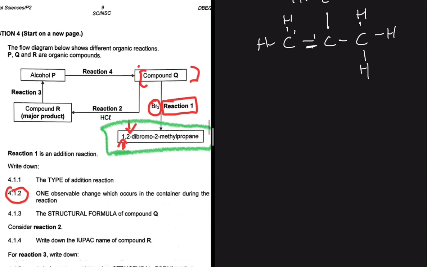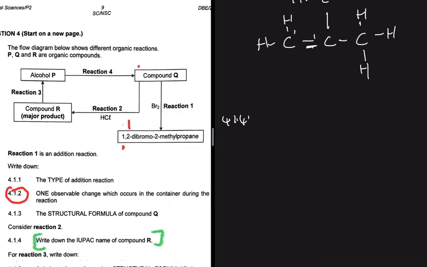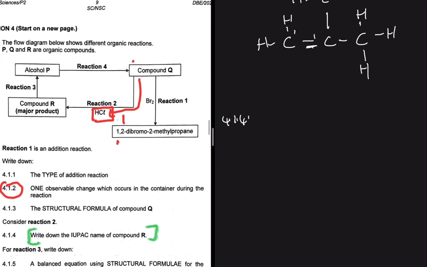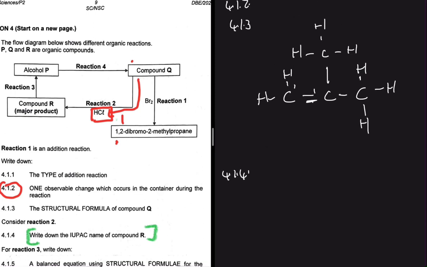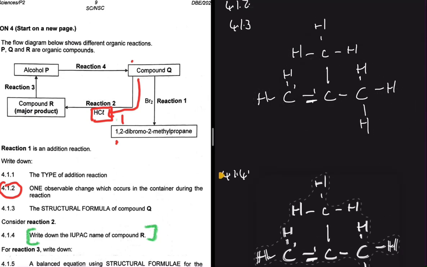And now let's consider reaction 2, 4.1.4. Let's write down the IUPAC name of compound R. So let's go ahead and do some analysis again. Compound R is from compound Q. We add HCl to compound Q to get compound R. It is a bit confusing when you don't have a structure to actually come up with the name, so let me draw the structure, and then I can come up with the name. Let's copy this structure right here for the sake of time, and put it here.